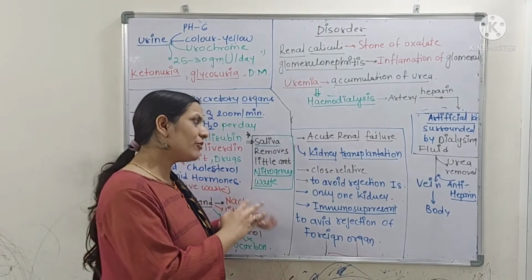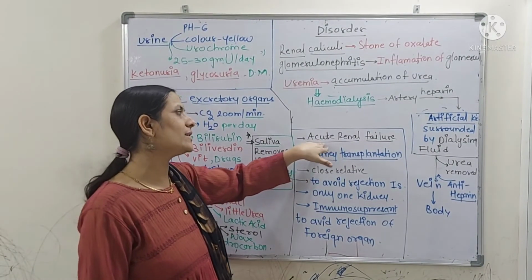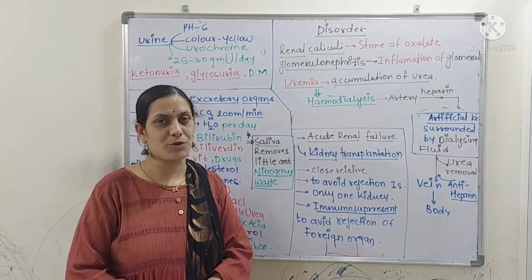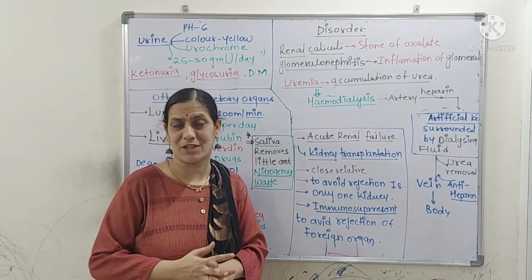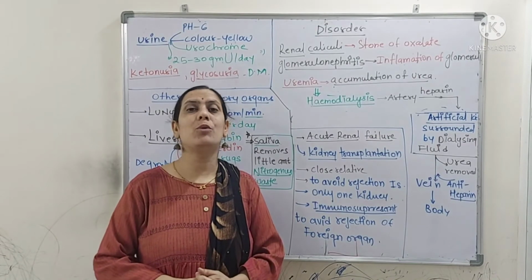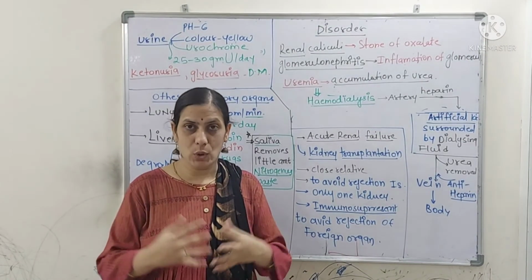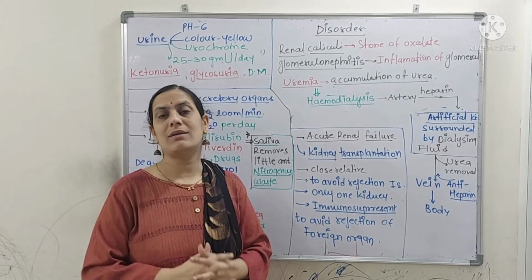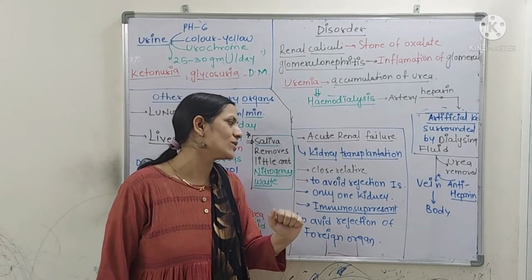But if kidneys have failed, meaning they are not able to do the function, that is acute renal failure. In this condition there is only one option, that is kidney transplantation. By the time of kidney transplantation, first of all a donor is selected. If a monozygotic twin is there, it will be the best option. But apart from that, if any close relative is there, generally the organs are accepted from the close relative. Especially kidney transplantation is done from a close relative.